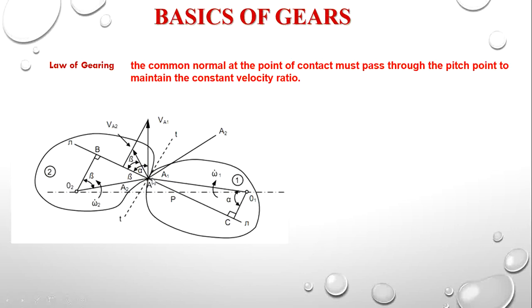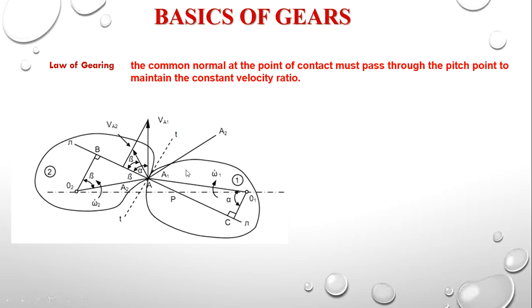Now from O1 to point A, this has angular velocity omega 1, and a perpendicular line dropped is VA1. Let us imagine that for this omega 1, this is the linear velocity VA1. We know that V equals omega into R, so this distance into omega gives V. Similarly, for the second gear, we drop a perpendicular, that is VA2, and these lines must be perpendicular. We know that omega 2 equals VA2 by R, where R is this distance.